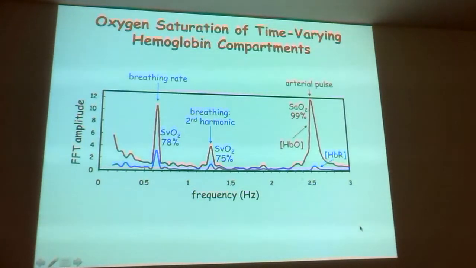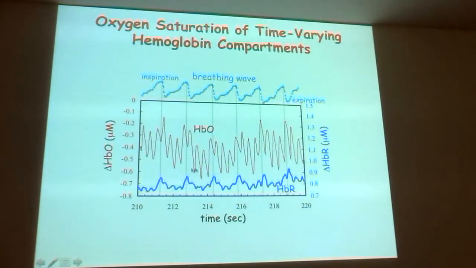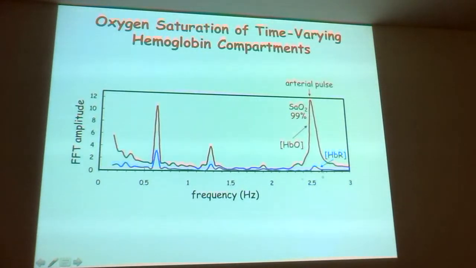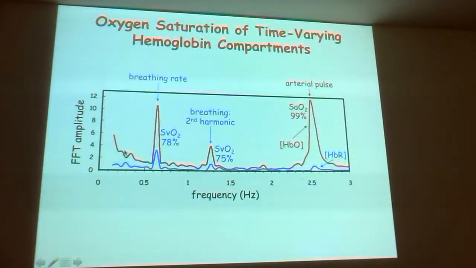Okay, so, back to this time course. You can take a Fourier transform of this. You see the cardiac pulsatility, and you can see deoxyhemoglobin, very small amplitude at the cardiac frequency. But if you go to the lower frequencies, this is the respiration rate, and there's the second harmonic, and you can do the same sort of pulse oximetry there and get the venous oxygenation at the respiratory frequency.